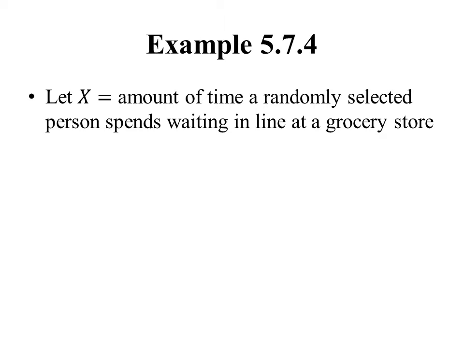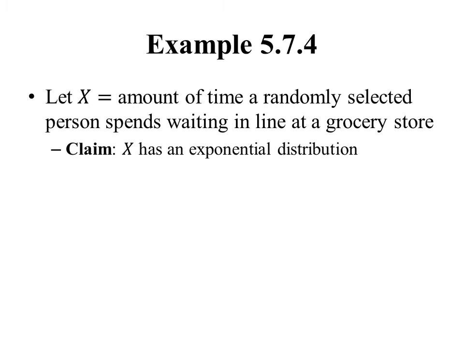In our next example, we're going to look at a continuous distribution. In the first example, we had a discrete distribution. With a continuous distribution, we can do the same basic steps, though. So let's let the random variable x denote the amount of time a randomly selected person spends waiting in line at a grocery store. And so the claim is that x has an exponential distribution.